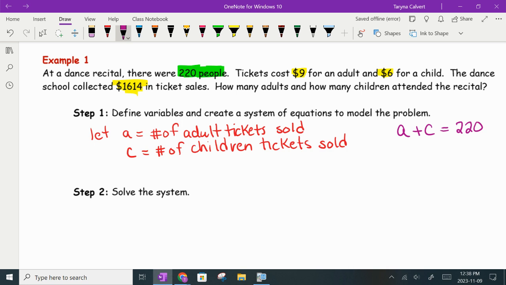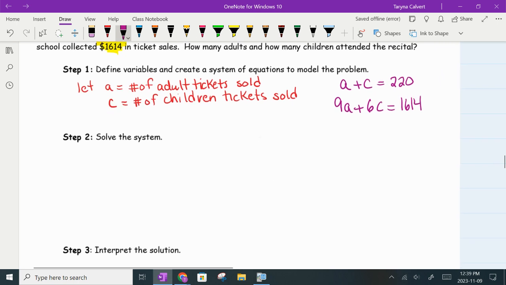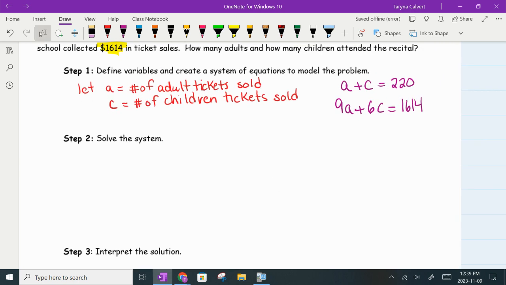And then our money equation is going to be 9A plus 6C will equal our total money, which is 1640. So there's our lovely system.